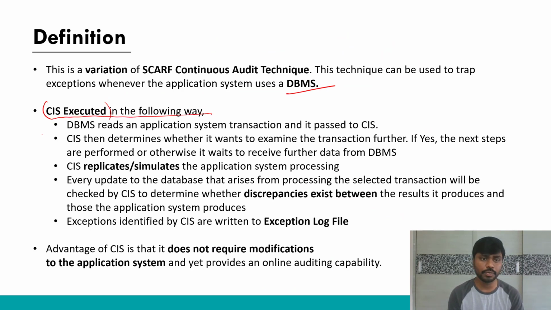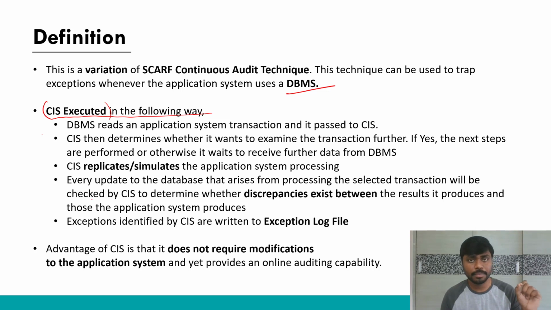CIS is executed in the following way. The DBMS reads application system transactions and passes them to the CIS, right? So before the transaction gets posted in the DBMS, it sends the instruction to the CIS. Hey, I got a transaction, can you please have a look at it once? Then the CIS checks whether it has to examine the transaction further or not. Why does this check have to be done? If every transaction hitting the DBMS had to be validated by CIS, that wouldn't make sense, right? Think about the volume of transactions that happen on a daily basis.